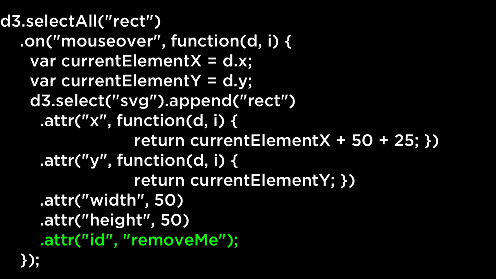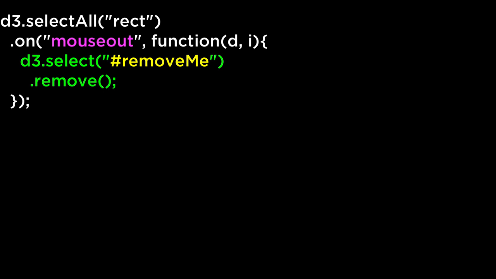We update the Mouseover function and add an attribute called ID and a value of removeMe. Now, when we mouse over a rectangle, it will create a new rectangle right next to it on the right, and it will have the ID of removeMe. We now create the Mouseout function. When the Mouseout event is triggered, we instruct D3 to select the element with the ID of removeMe. Then we use the D3 remove operator to remove the actual element. Because this is a Mouseout event listener, as long as we hover over the rectangle, the new element will exist. As soon as we mouse out of the rectangle, the new element will be removed.